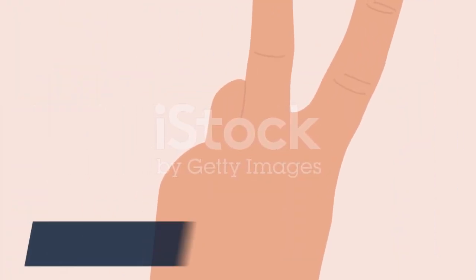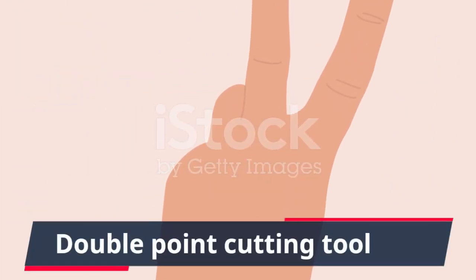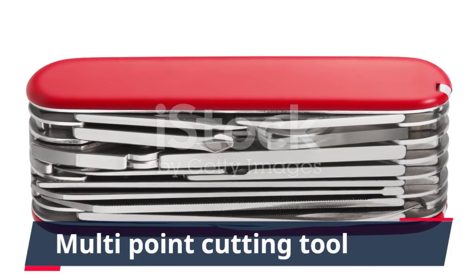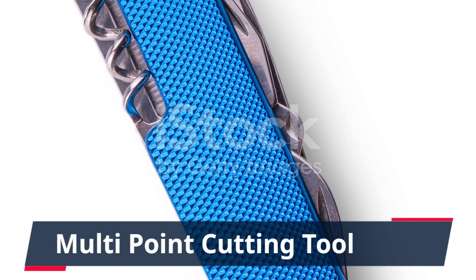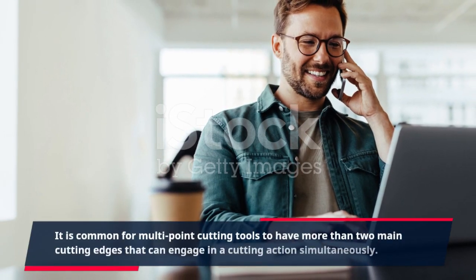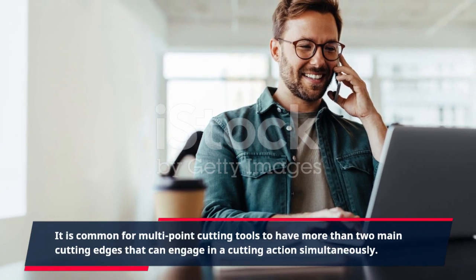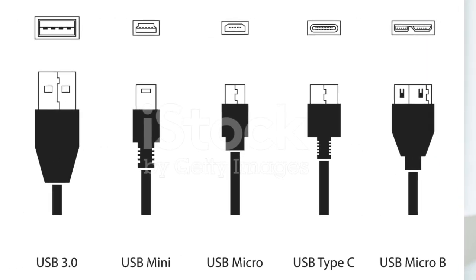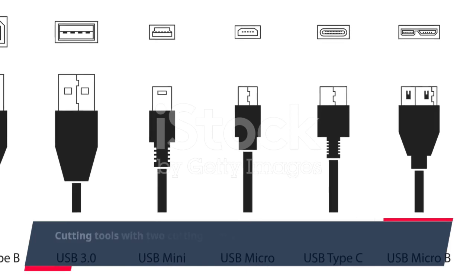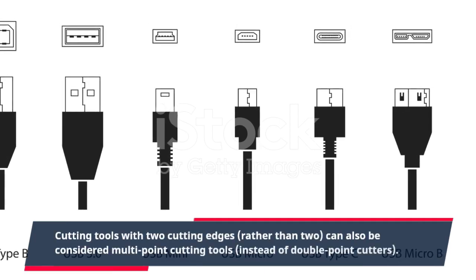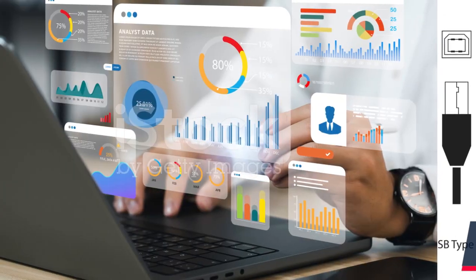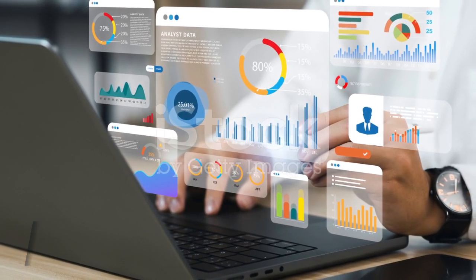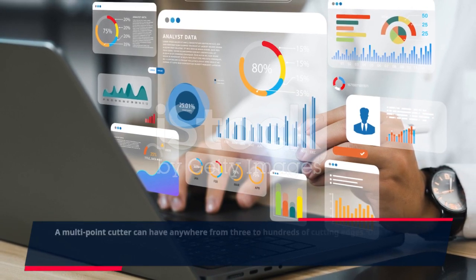Single-point cutting tool. Multi-point cutting tool. What is multi-point cutting tool? It is common for multi-point cutting tools to have more than 2 main cutting edges that can engage in a cutting action simultaneously. Cutting tools with 2 cutting edges can also be considered multi-point cutting tools, instead of double-point cutters. A multi-point cutter can have anywhere from 3 to hundreds of cutting edges.